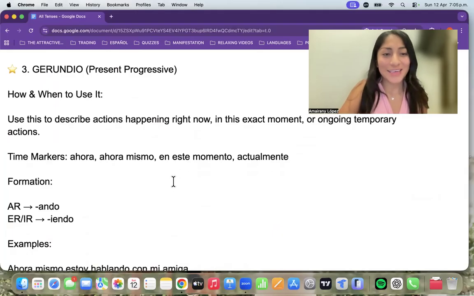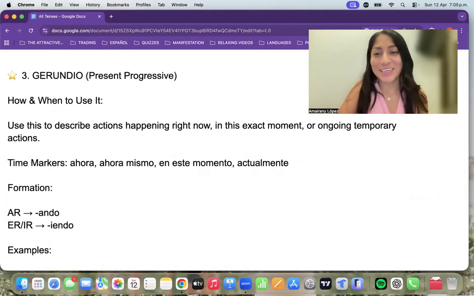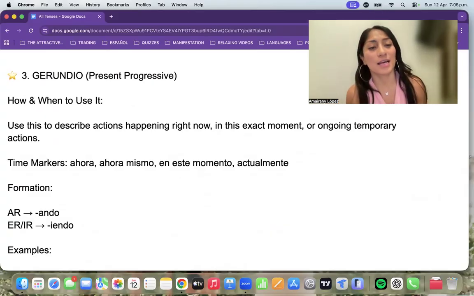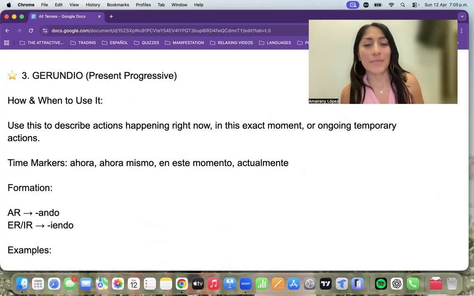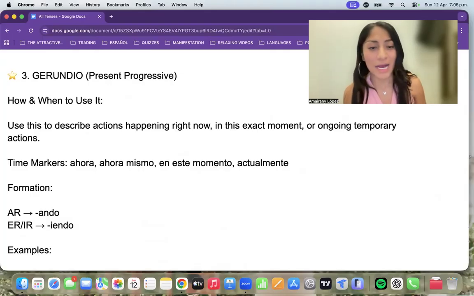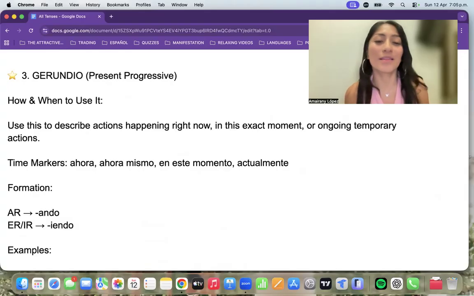Gerundio. Gerundio is the present progressive, when the action is being done right at that second, okay? How and when to use it. Used to describe actions happening right now in this exact moment or ongoing temporary actions, okay? Time markers: ahora, now, ahora mismo, right now, en este momento, at this moment, and actualmente, currently, okay?